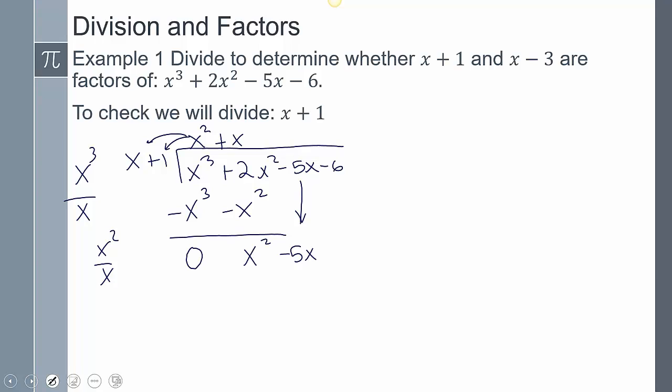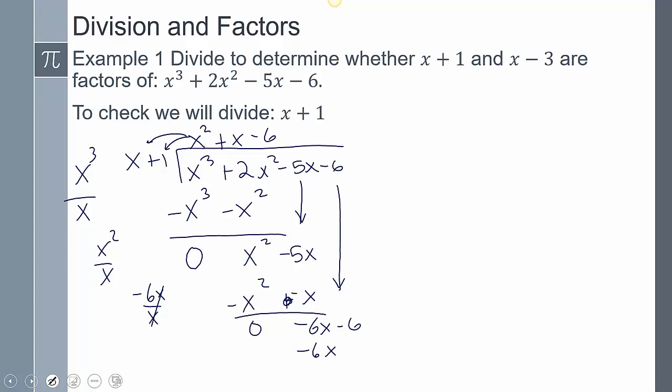Now I want to distribute that x through, so I'm going to get x squared plus x. Then I want to change the signs. And if I add straight down, I get 0 minus 6x, and then I bring down the negative 6. So now I factor x into minus 6x. They cancel out, and I get minus 6. Multiply it back through. And then I change the signs, and I get 0.